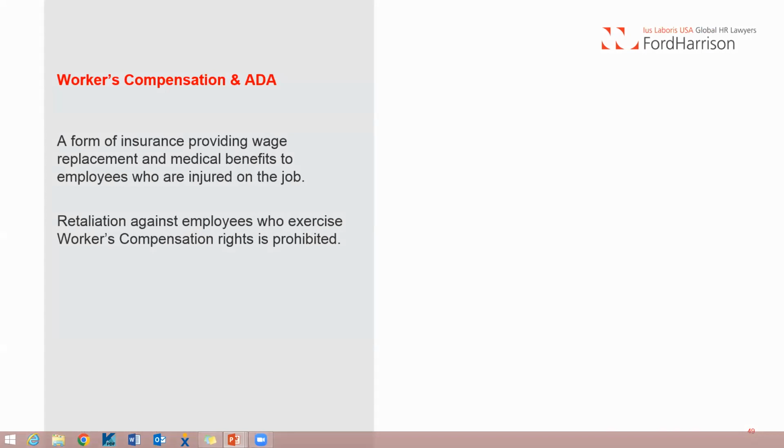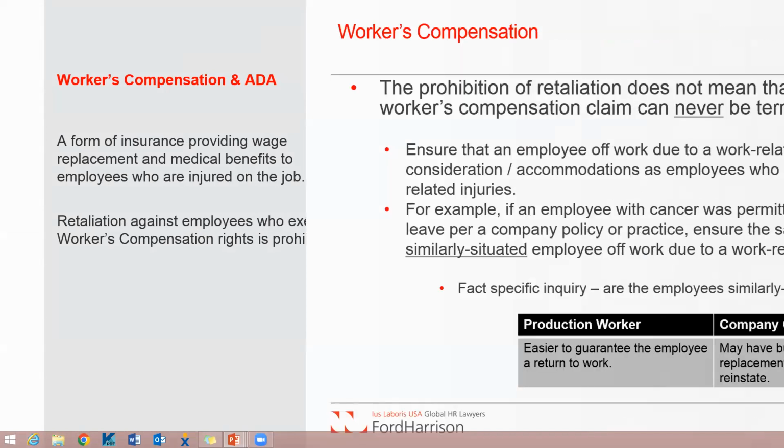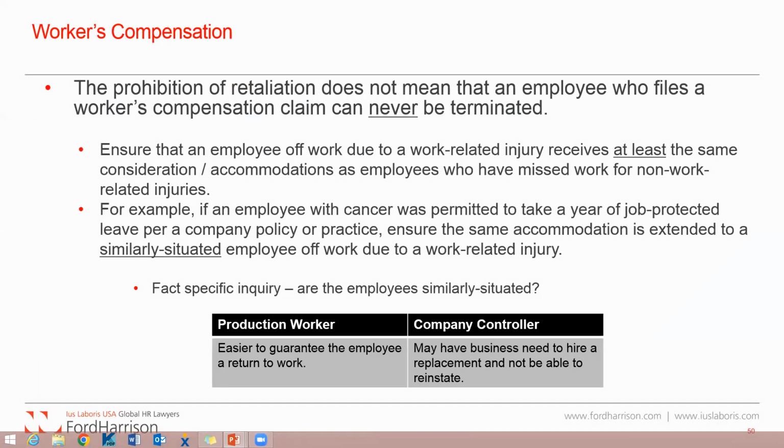Now, workers' compensation is essentially receiving leave and compensation for an injury that occurred at the workplace. And just like the FMLA and ADA, an employer can't retaliate against an employee for using workers' compensation. And the easiest way to ensure that you're complying with your state's workers' compensation laws is to ensure that an employee who's off work due to a work-related injury receives at least the same consideration or accommodations as the employee who has missed work for a non-related injury. So again, we're going back to this general concept of treating everyone equally and treating individuals who use leave the same as individuals who did not use leave.